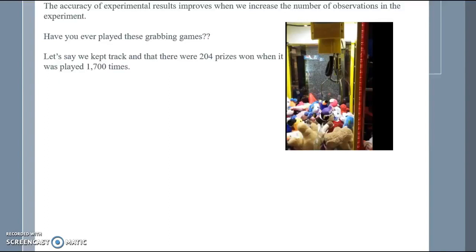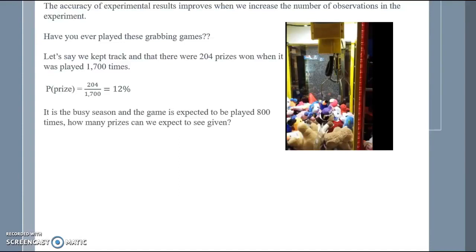So let's look at one of these grabbing games. Let's say we kept track and that there were 204 prizes won when it was played 1,700 times. So that means that we won a prize 204 times out of 1,700, or 12% of the time we won a prize. But let's say it's the busy season and the game is expected to be played 800 times. How many prizes can we expect to be seen? Well, we can take 800 times 12%, and we could expect to give out 96 prizes.